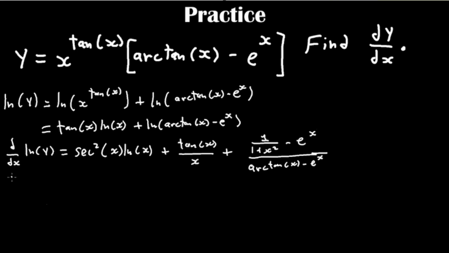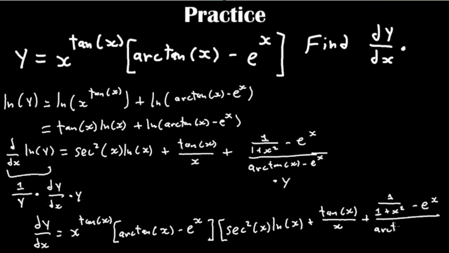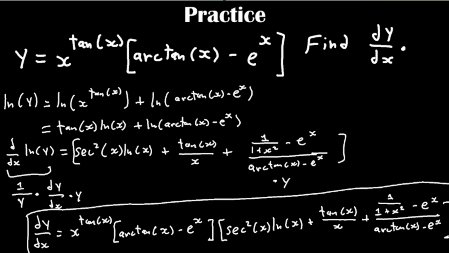So we do 1 over the inside, which is y, times the derivative of the inside, dy dx, is equal to all that business. So then let's just multiply both sides by y. And using our original definition for y, we get this. So as you can see, it's once again very complicated, which it's pretty much always going to be if your function is as complicated as this.